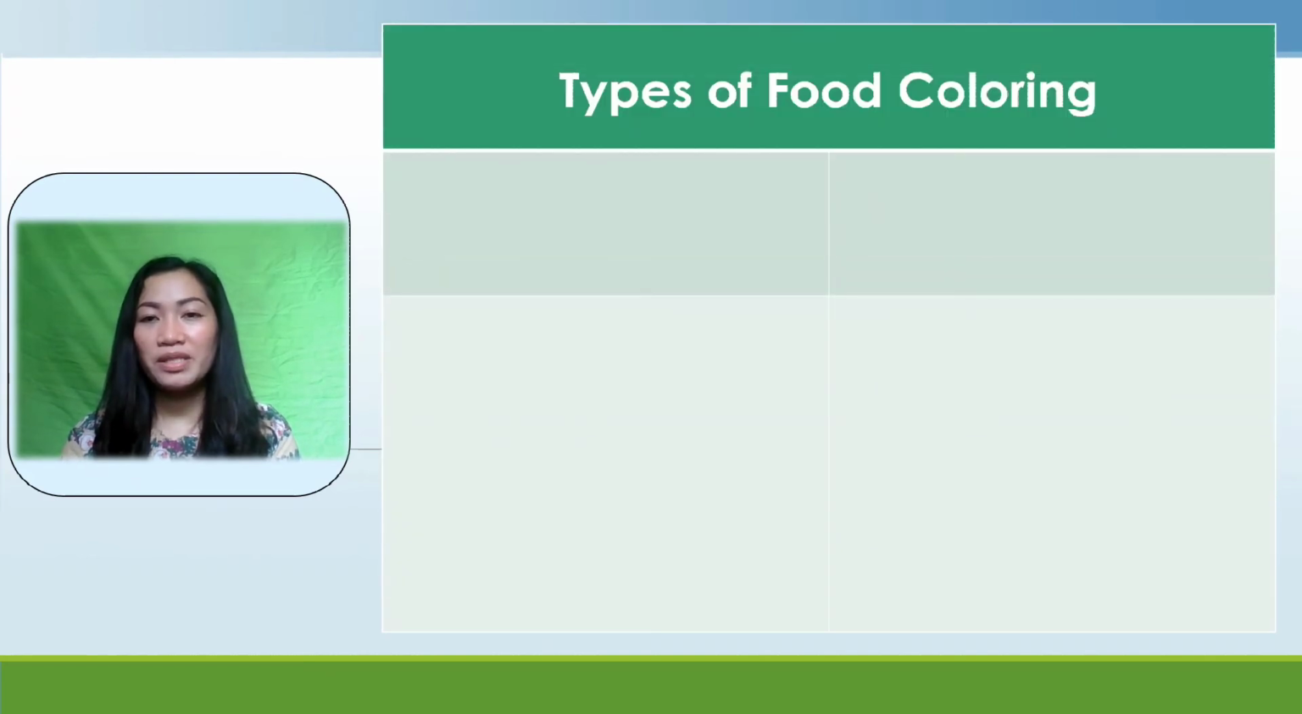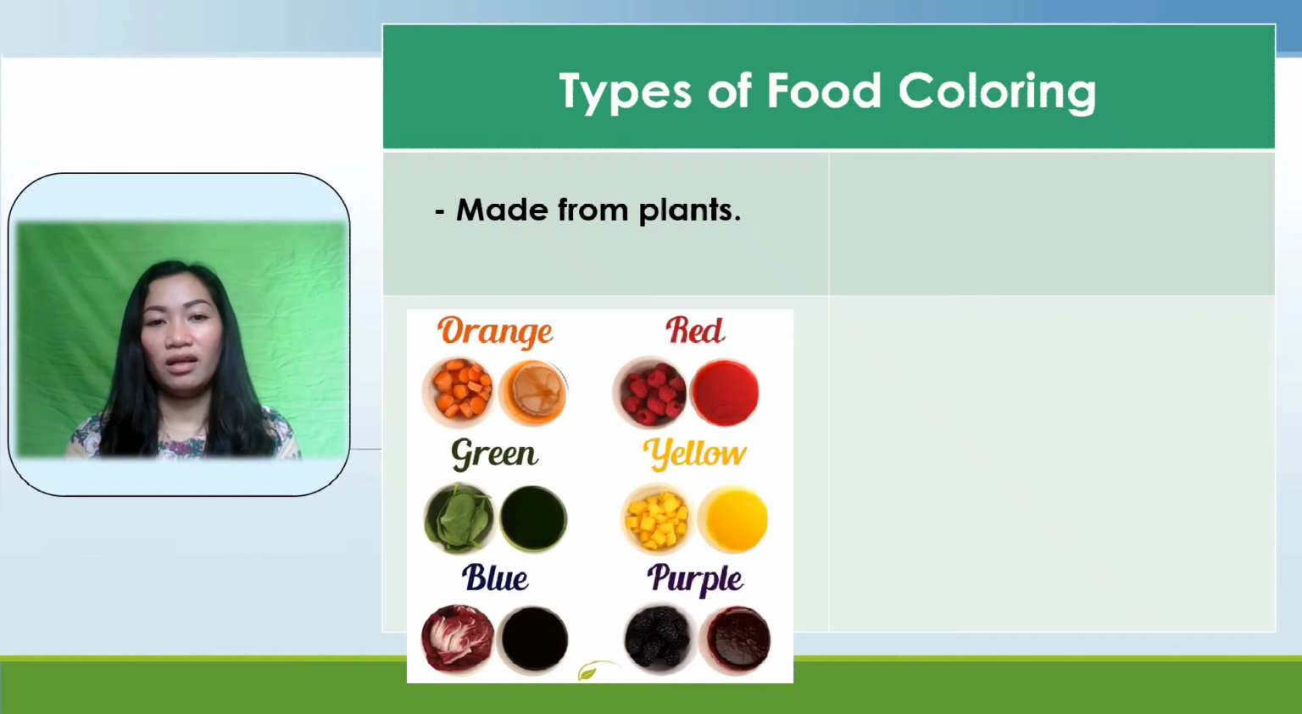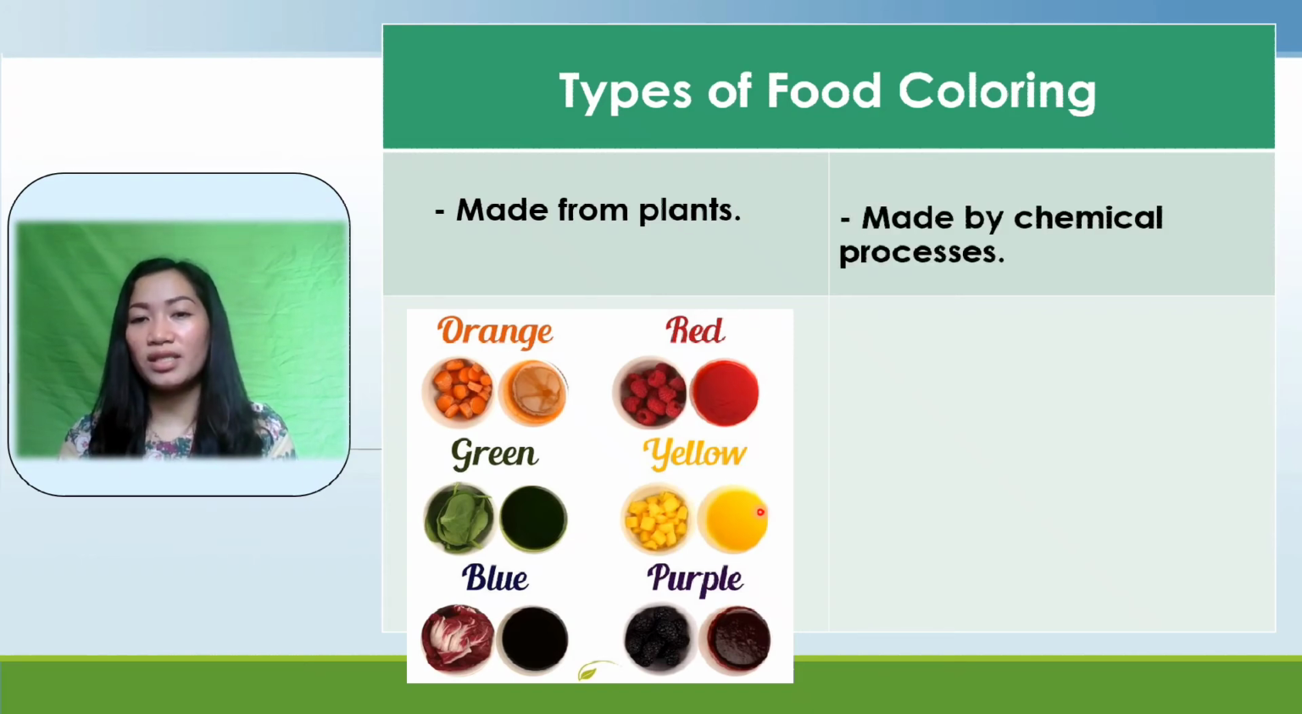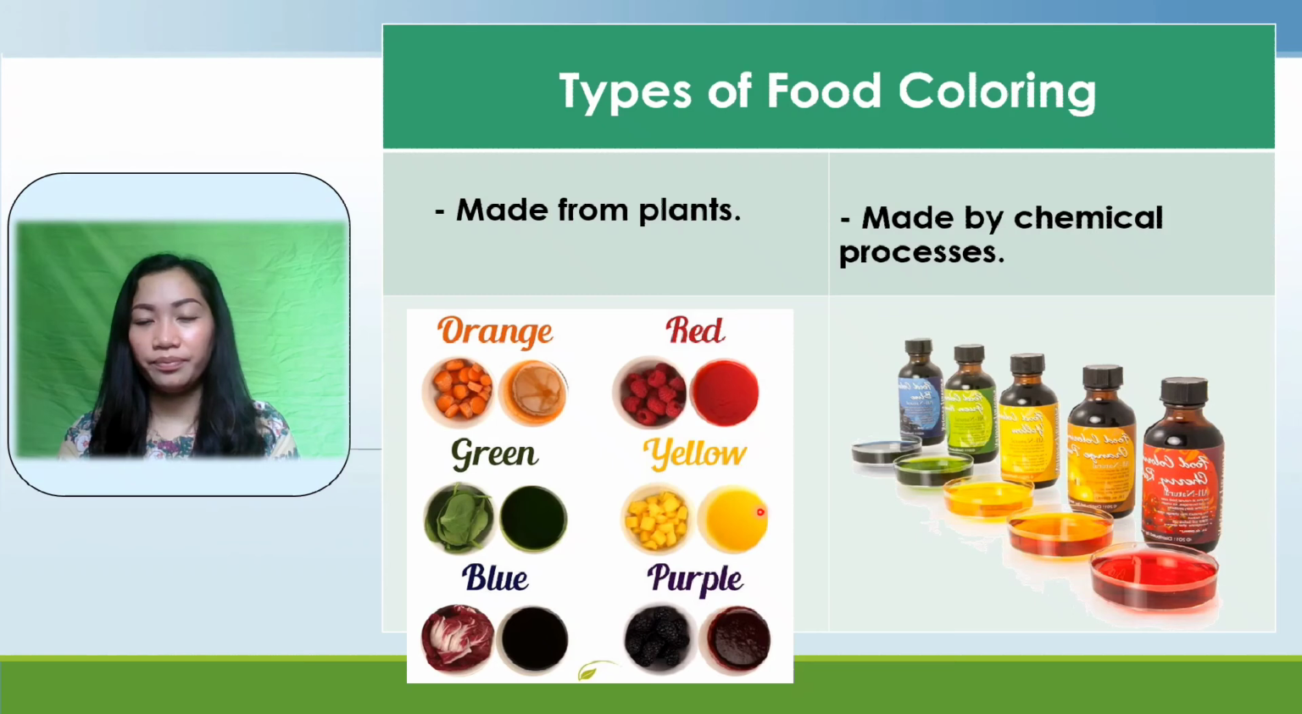Types of food coloring. We have the natural food coloring that is made from plants. Like this one, we have orange color from carrots. We have also blue, which also comes from plants, and we have purple colors. We have yellow. We have red colors from natural sources. All natural colors come from the plants and from the fruits. And we have also the synthetic, or made from chemical processes. Like these examples, the food coloring, they put it in bottles.